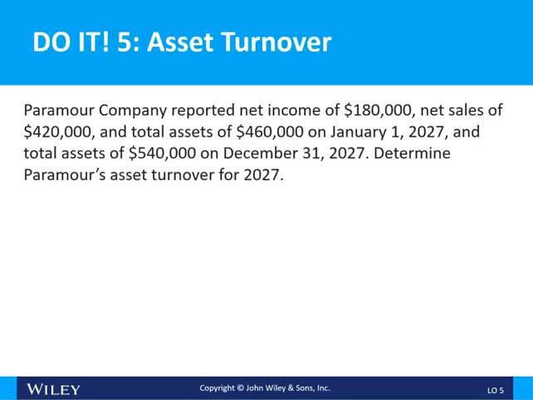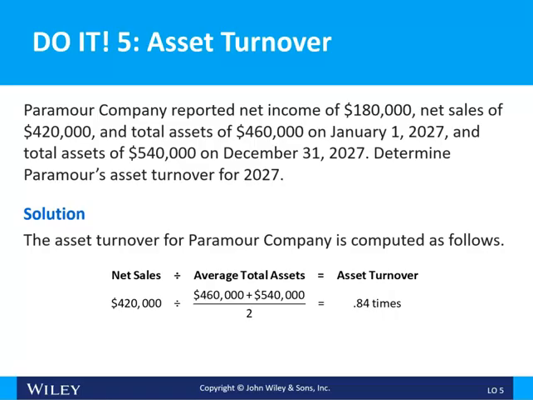So Paramore Company reported net income of $180,000, net sales of $420,000, total assets at the beginning of the year $460,000 and $540,000 at the end of the year. Calculate the asset turnover for 2027. Take the net sales, $420,000, divided by the average total assets. We have 0.84 times. So for each dollar of asset, we generate 84 cents of sales.